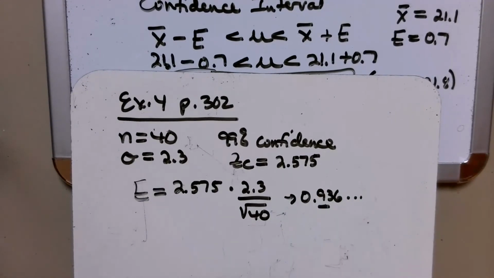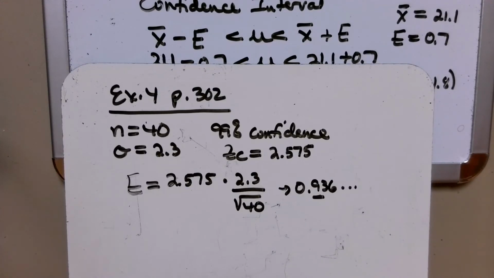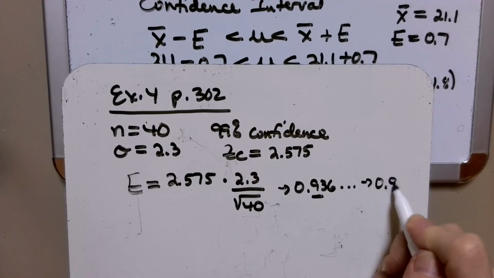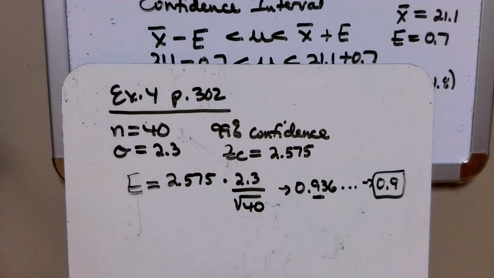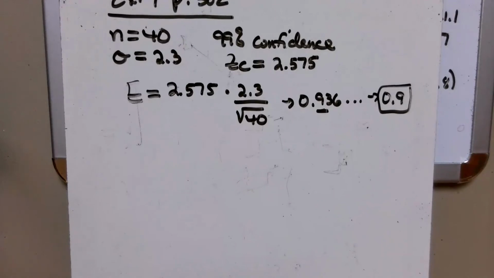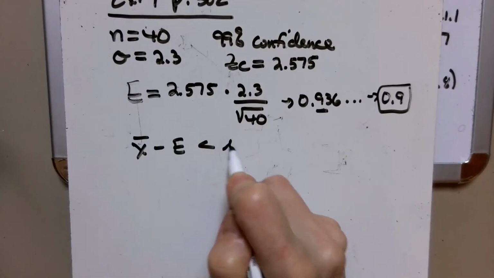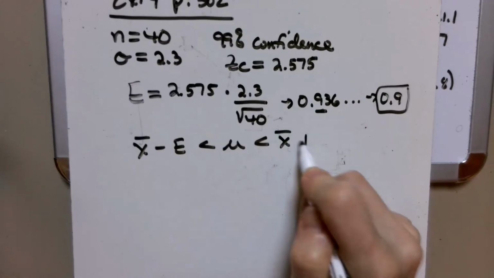Again, the original data were whole numbers, the number of hours that athletes were spending. So we're going to carry one decimal place in our answer. Since it's a 3 in the hundredths place, we're going to call that 0.9 for our margin of error. So now we're going to do our confidence interval. That's the formula on the formulas page for the confidence interval.